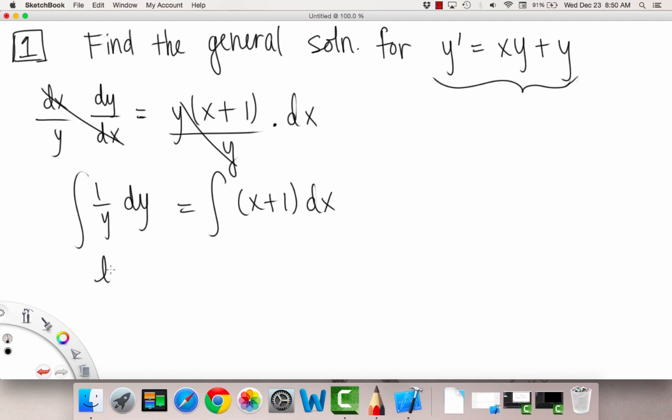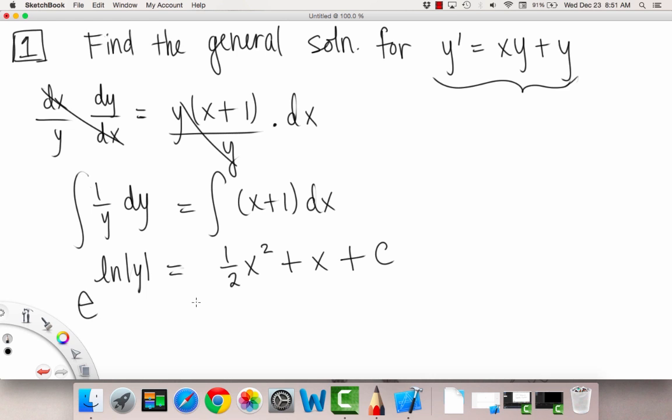When we integrate, we get ln of absolute value of y is equal to 1/2 x squared, which is what we get when we integrate with respect to x, plus x, plus our constant c. And now we're on the third step, which is getting y by itself, isolating it on either the left or the right side. But it's already on the left, so we'll leave it there.